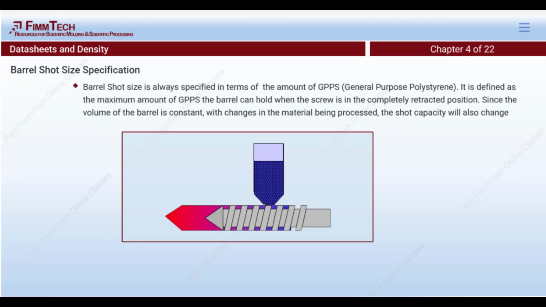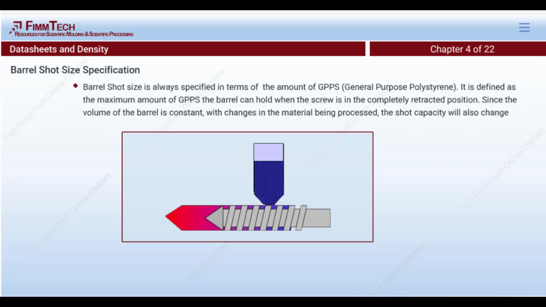So why is this density and this specific gravity important to us? That's because barrel shot sizes are always specified in terms of polystyrene. So if you look at the specification sheet for a molding machine, you will see the value for the maximum shot size. The maximum shot size is defined as the maximum amount of polystyrene the barrel can hold when the screw is in the completely retracted position. How much polystyrene can fit in this open space? That is what is called the maximum shot size.